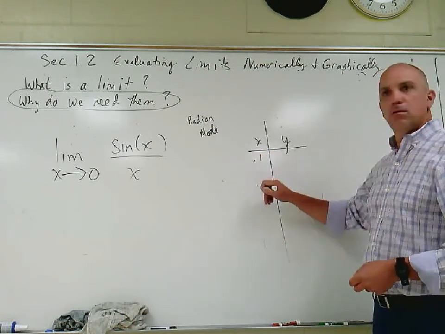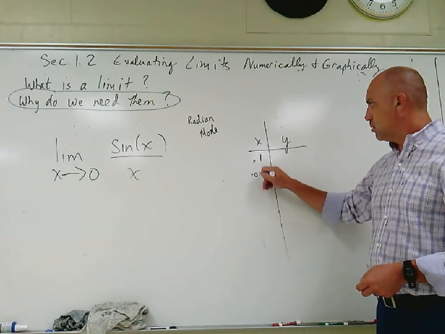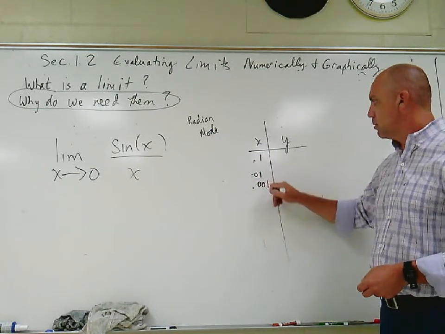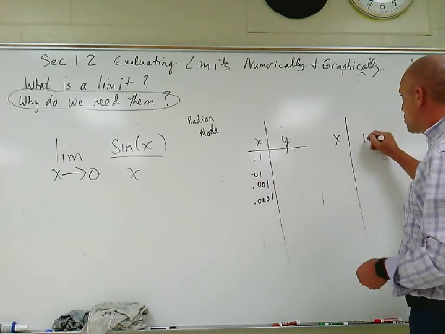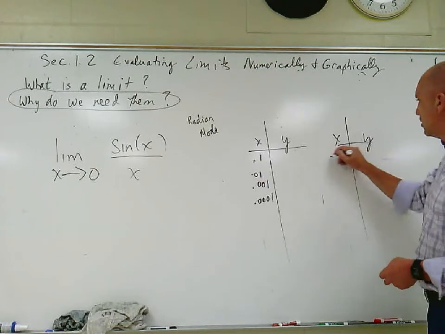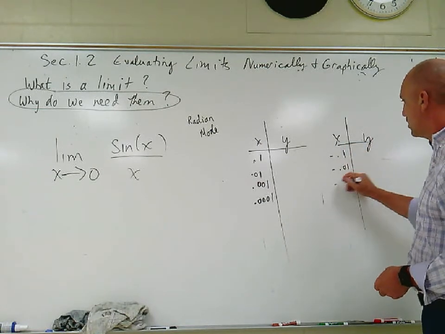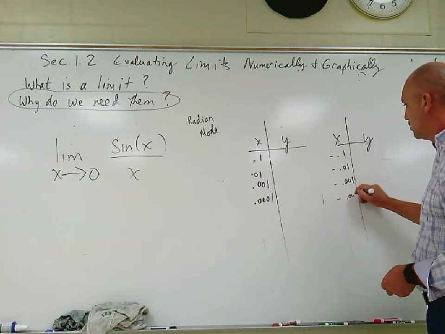0.1, 0.01, 0.001, 0.0001, and then on the other side, just make those what? Negative. Negative 0.1, negative 0.01, negative 0.001, negative 0.0001.